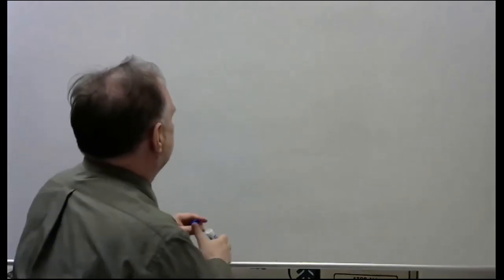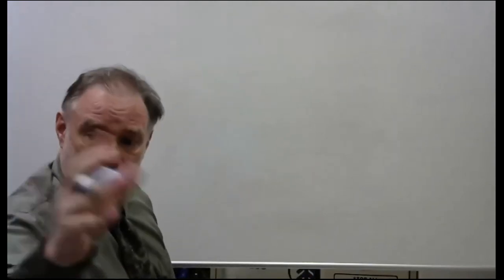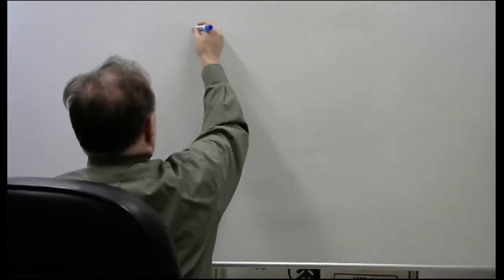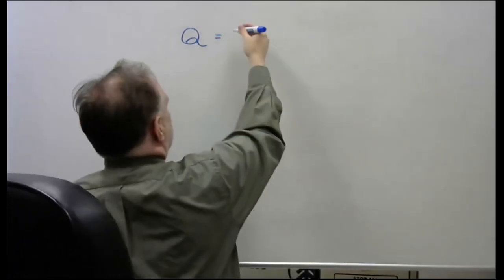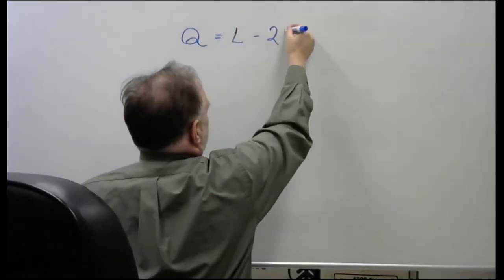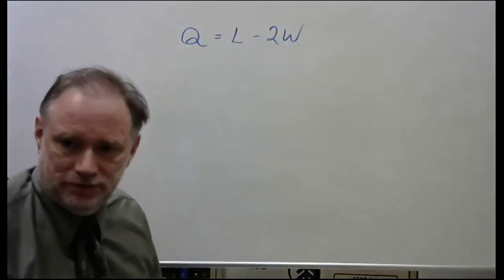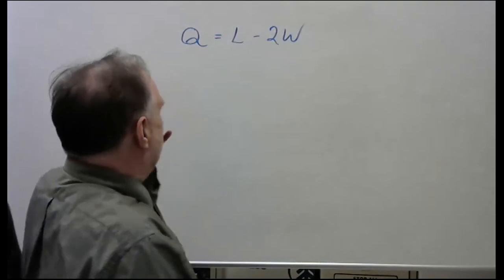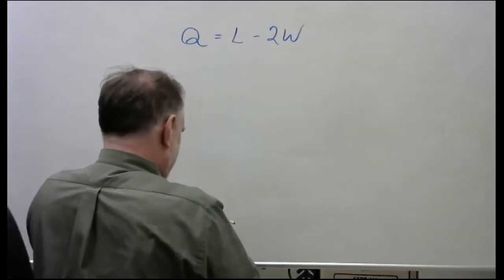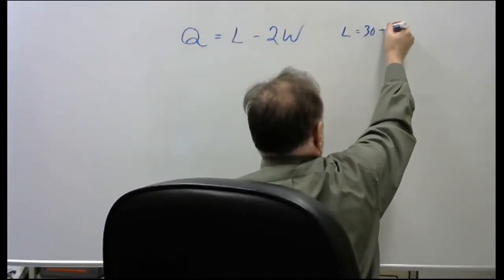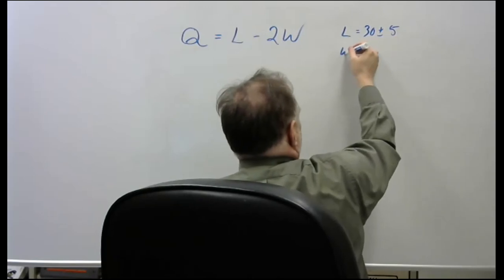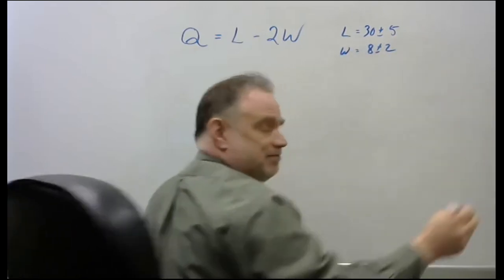Let's take a look at the other rule that we will have sometimes, and that's the addition rule. And it also, by the way, covers subtraction. So let's say that I wanted to know what Q was, and Q is L minus 2W. Well, now we're using addition. And remember, our L from before was 30 plus or minus 5. And our W was 8 plus or minus 2.